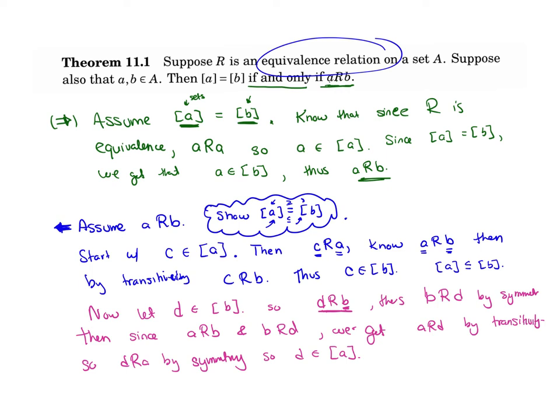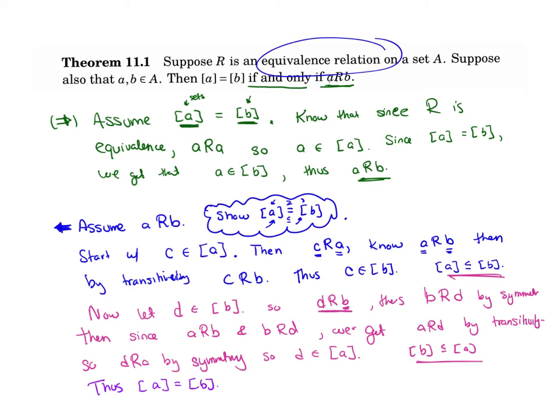So we're able to show that if you have anything in B, it also must be in A. So I can go A to B, B to A. Thus overall, we get that the equivalence class of A is equal to the equivalence class of B. So I've shown both parts of that if and only if.